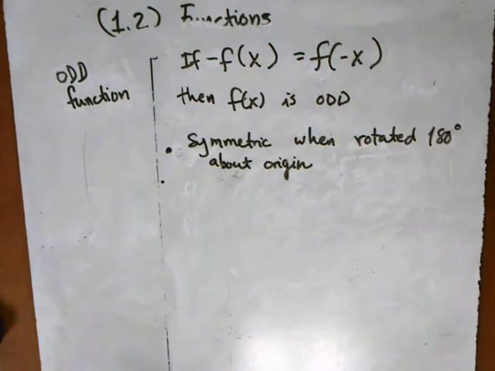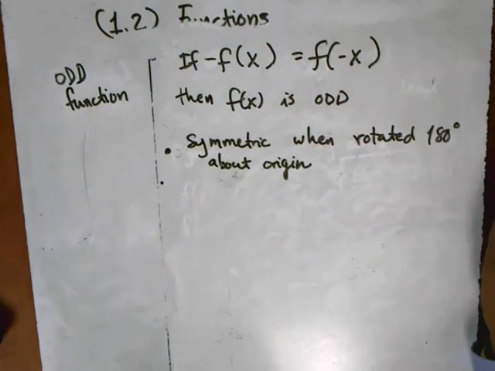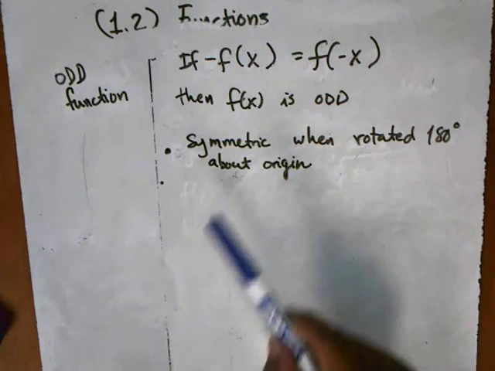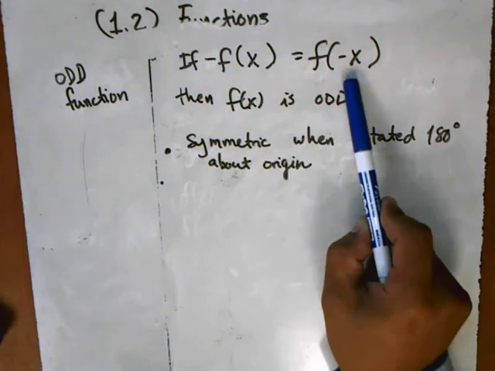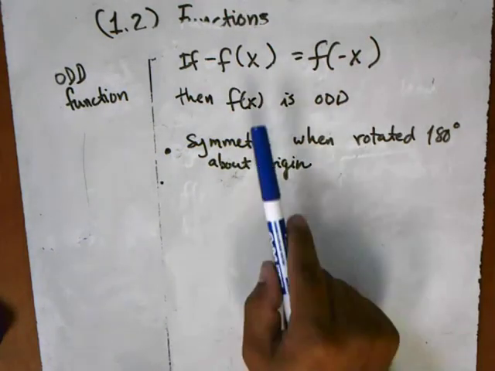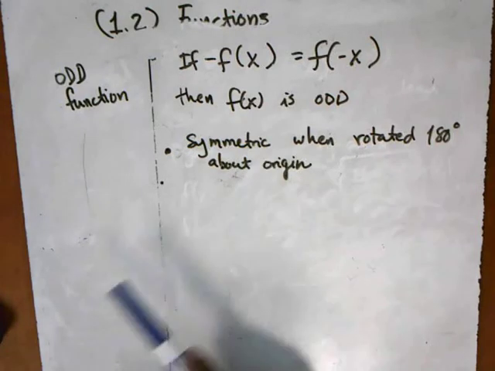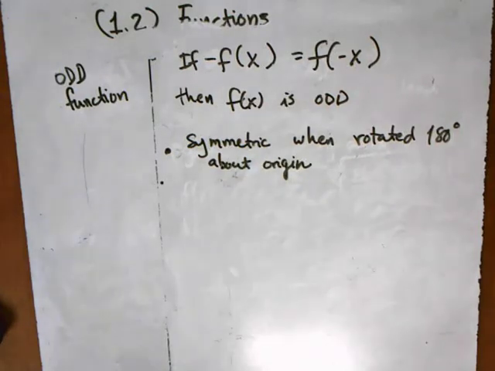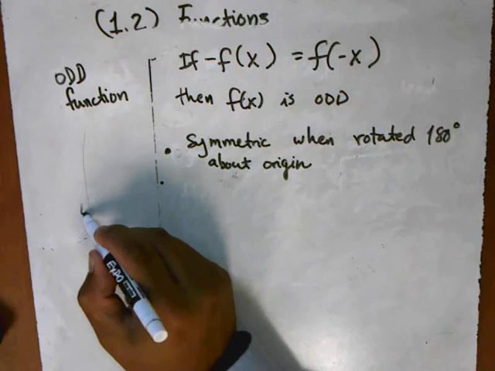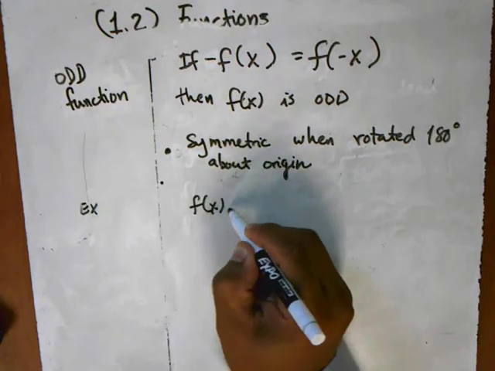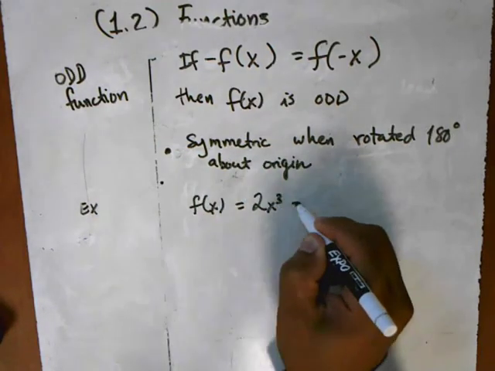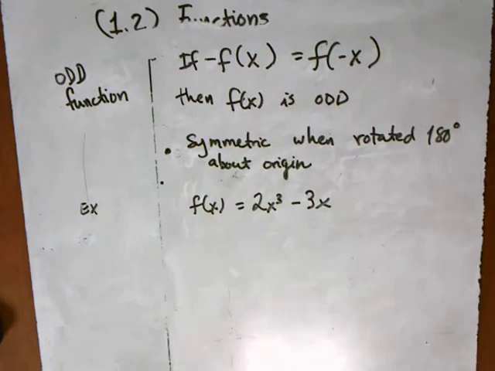So now we have a definition of an odd function. If negative f of x is equal to f of negative x, then we can say that the original function f of x is odd, and it is symmetric when rotated 180 degrees about the origin. So let's see an example of that. If I have f of x equal to 2x to the third minus 3x, is this an odd function?